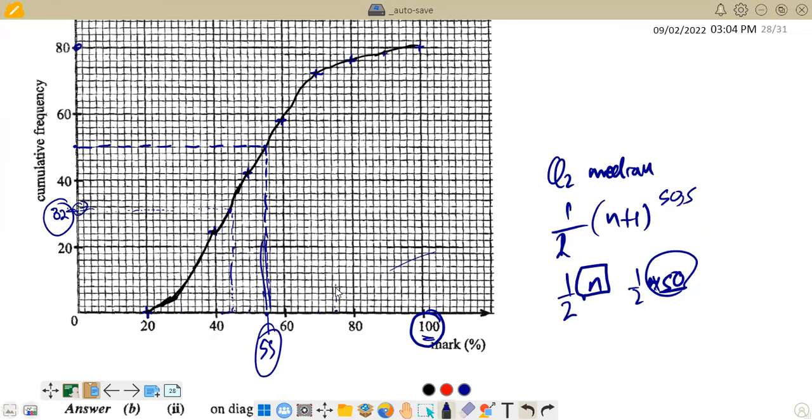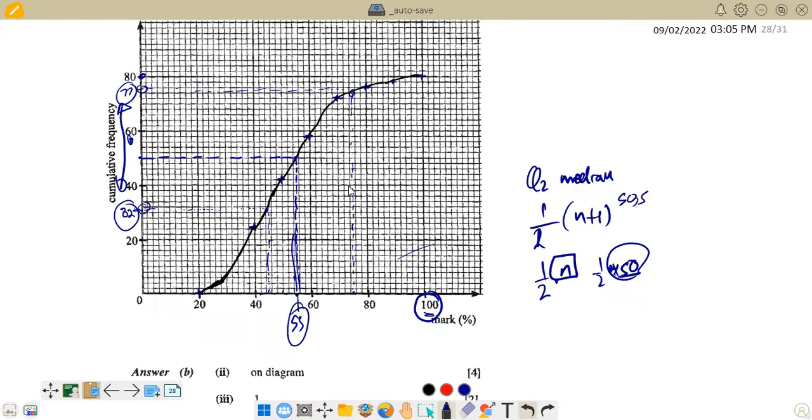So all you need is to join straight to the graph, just like what we did in the previous part. Make sure that you use your ruler, guys, straight to the graph. Where it meets the graph here, you join straight again to the horizontal, to your vertical part here, which is the y-axis. Then you're going to have your resultant there. So this is maybe 78, 76, 77, something like 77 there. So the difference between these two, these are the number of learners that you are working with.